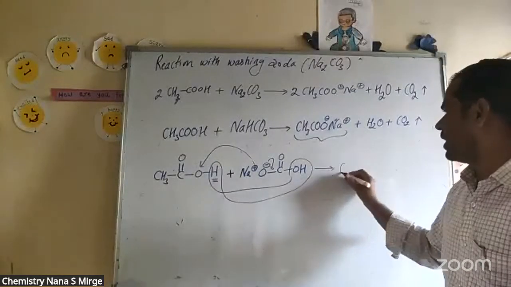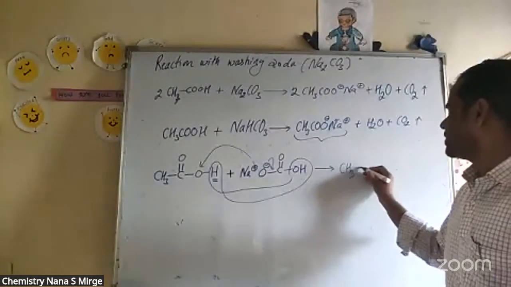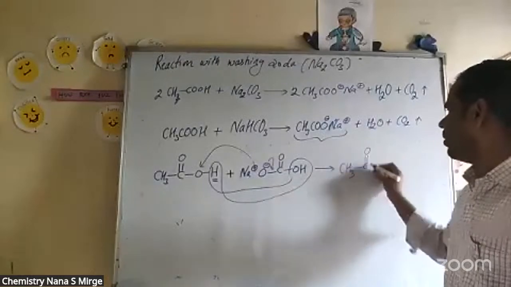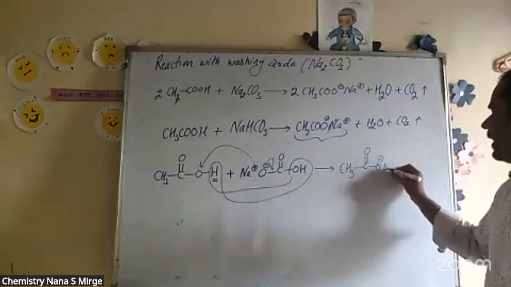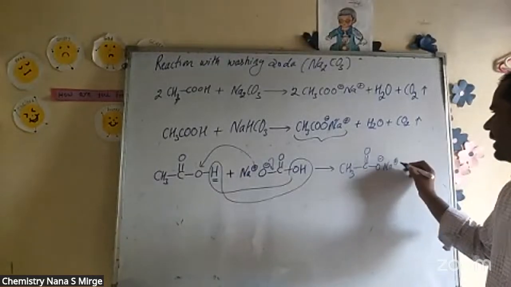Look how the product is formed. CH3, C double bond O, and this O negative will come, and here Na positive will come, because one Na positive.